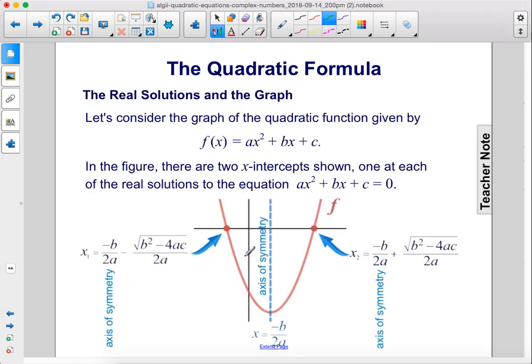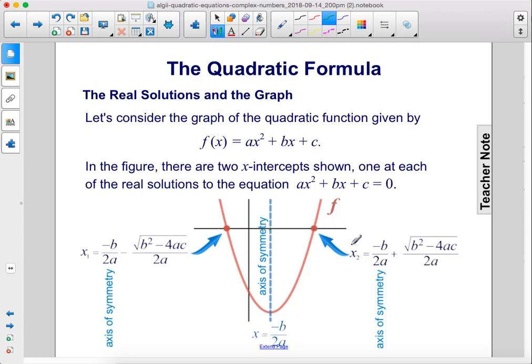Let's consider the graph of the quadratic function given by f of x equals ax squared plus bx plus c. In the figure, there are two x-intercepts shown, one at each of the real solutions to the equation ax squared plus bx plus c equals 0. So here's our axis of symmetry, and the x-coordinate there is negative b over 2a.